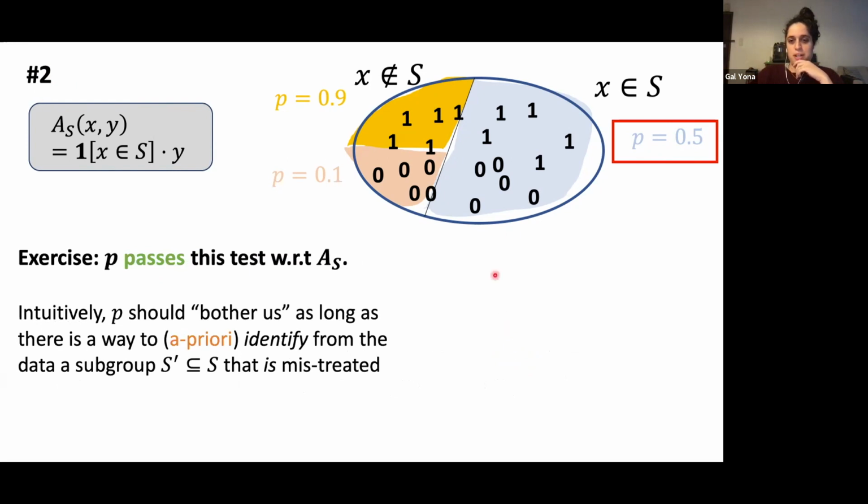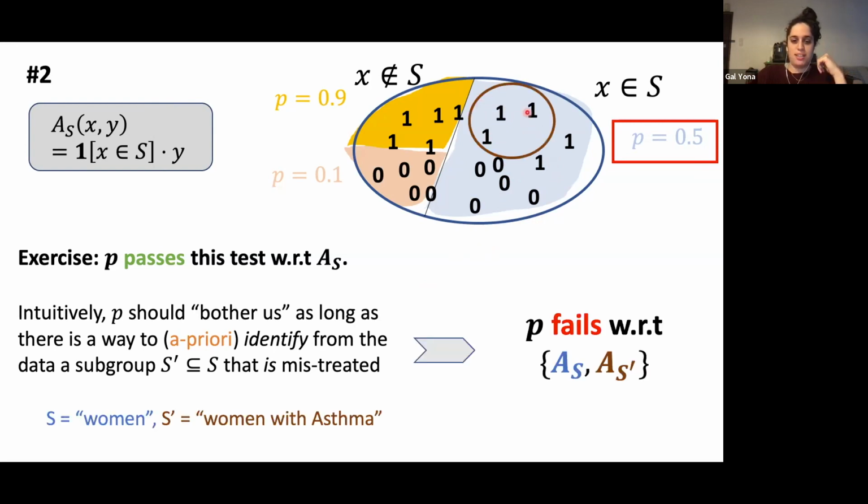So if we think about it, when should this predictor that's giving everyone in S a half bother us? It bothers us if there was really a way that we could a priori identify in the data a subgroup S' of S that should have received a higher predicted risk. For example, if I could identify from the data that these are, say, women that also have asthma, then this predictor would fail with respect to A sub S', this new group that I formed. So this desideratum should be thought of with respect to an expressive or sufficiently rich class of distinguishers that would allow us to capture these types of behaviors.